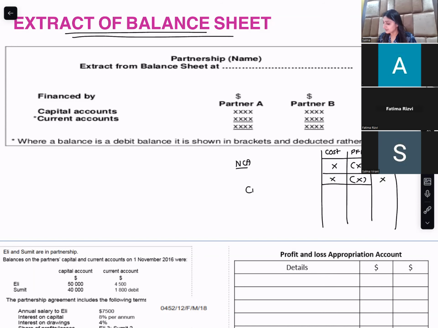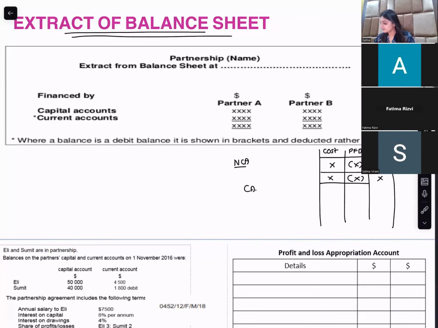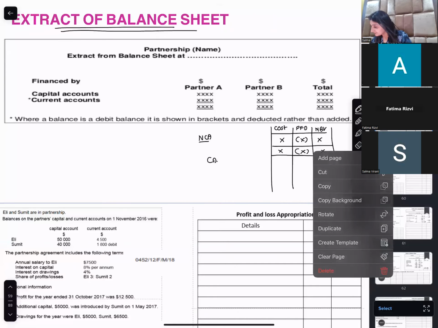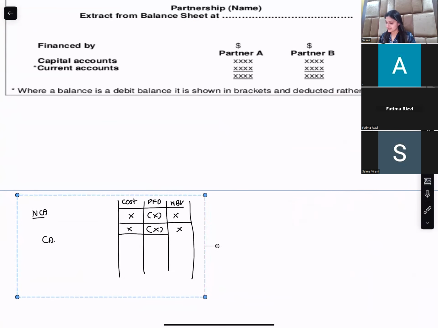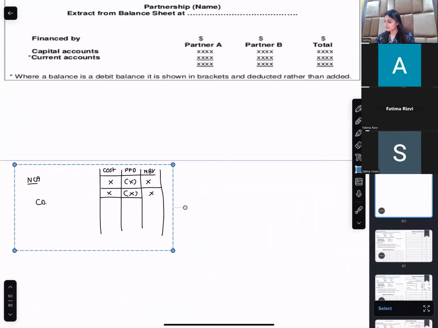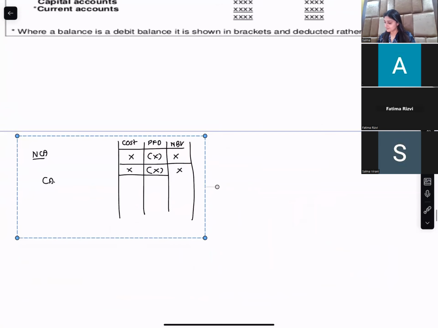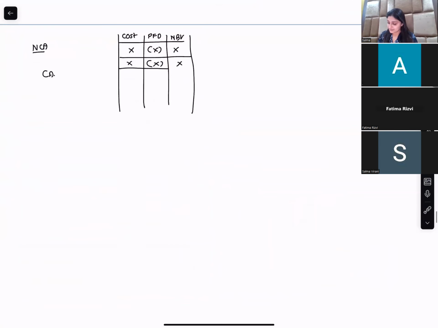Then after your non-current assets, what will you have? Current assets. Do you remember the five current assets? Cash in hand, cash at bank, trade receivables, other receivables. It always starts with closing inventory.